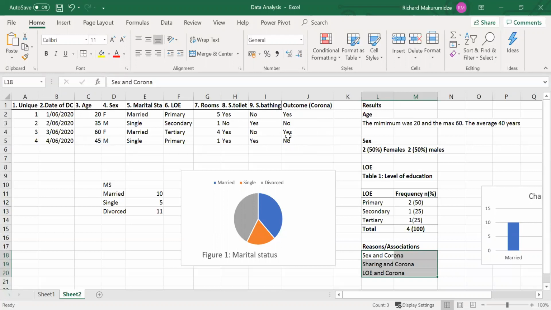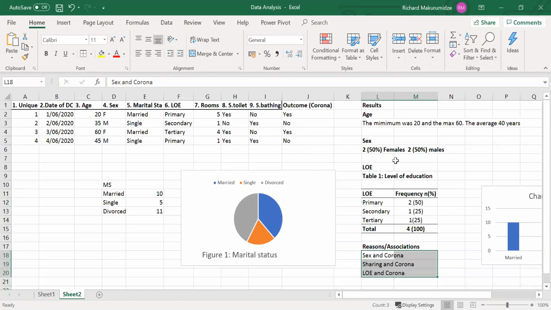But if you know that, you can then implement preventative measures. If you know that people who are sharing were at more risk of getting corona, it means you can put interventions in place to make sure people don't share. And if those with a lower level of education were more likely to get corona, you can make sure they are educated, they know how to operate, and they are given more information so that they don't get corona.